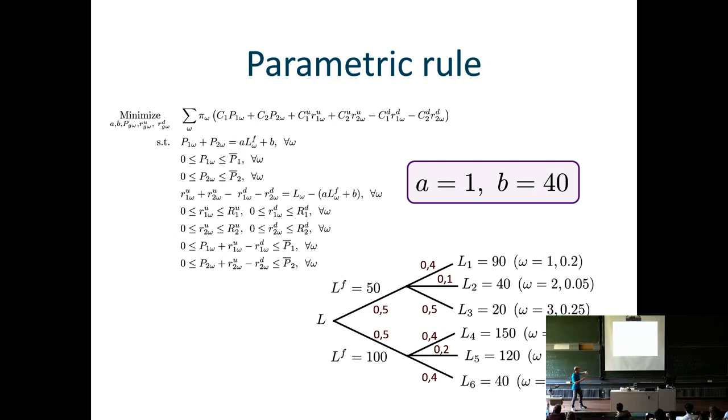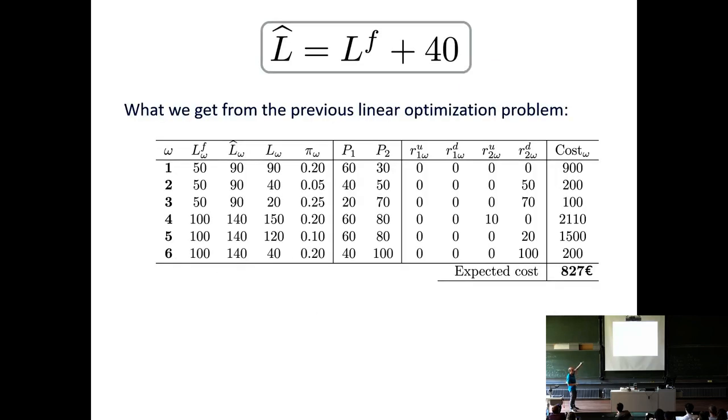I forgot to say that the idea to solve this problem is to compute A and B. So what I'm doing is, give me the A and B to modify in an affine form the forecast in such a way that the expectation of the cost is minimized. This actually is a two-stage stochastic problem. If we do this, the optimal solution that we get is A equal to 1 and B equal to 4. This means that our rule is the following. The estimate of the load is no longer the forecast itself, but we have to modify it by 40.